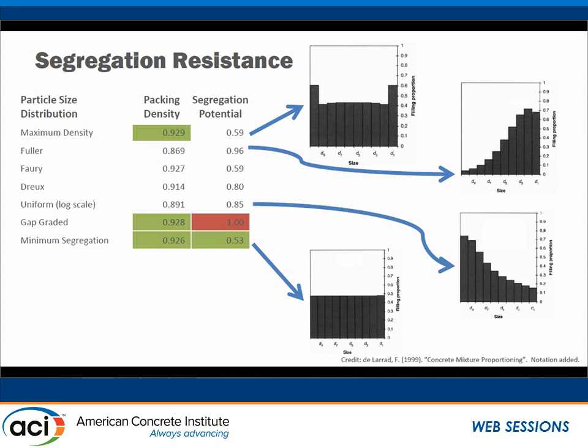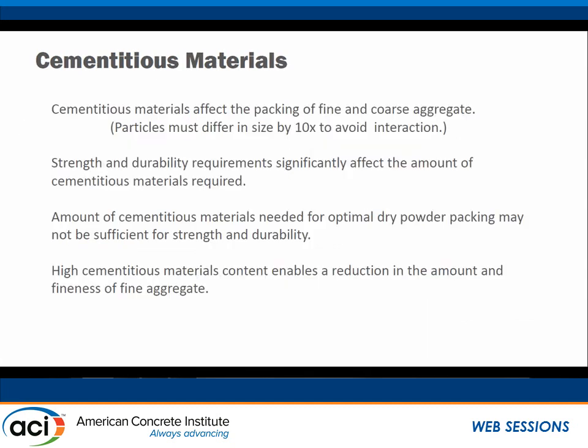His distribution with minimum segregation actually had a pretty high packing as well compared to the others, and a much lower potential for segregation. And that distribution they recommended was essentially the same volume of material in each size. If you look at a uniform distribution on a log scale, where we have more fine materials, that gave fairly high segregation potential, as did the Fuller curve, or the 45 power curve shape, which has more coarser particles, and that one also gave high segregation. So segregation and packing are things that have to be taken into consideration.